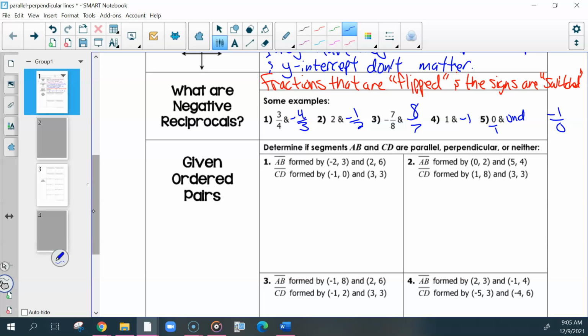Alright. This next part, we are given line segments, and we're given the endpoints of these line segments. We need to determine, are these two line segments parallel, perpendicular, or neither? In order to see that, we need to find the slope. I know you guys don't really have space over here, but somewhere where you have space, write your slope formula so you have it to refer back to.